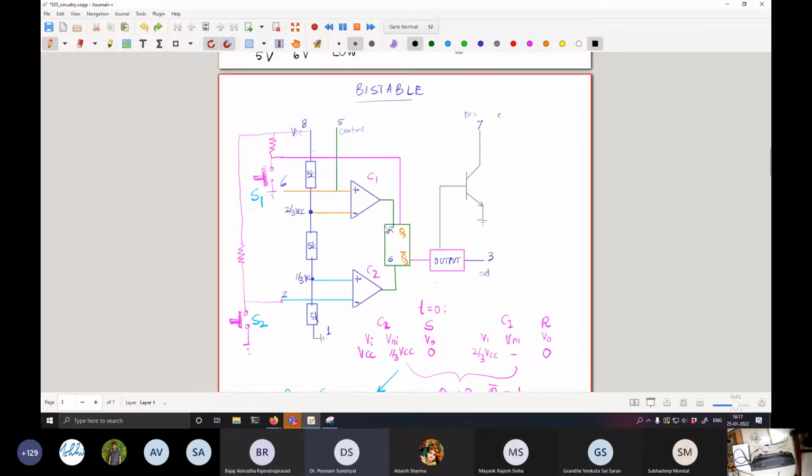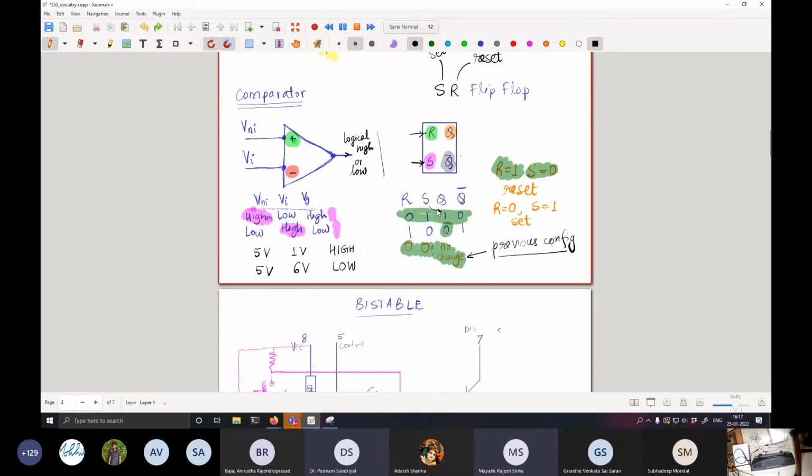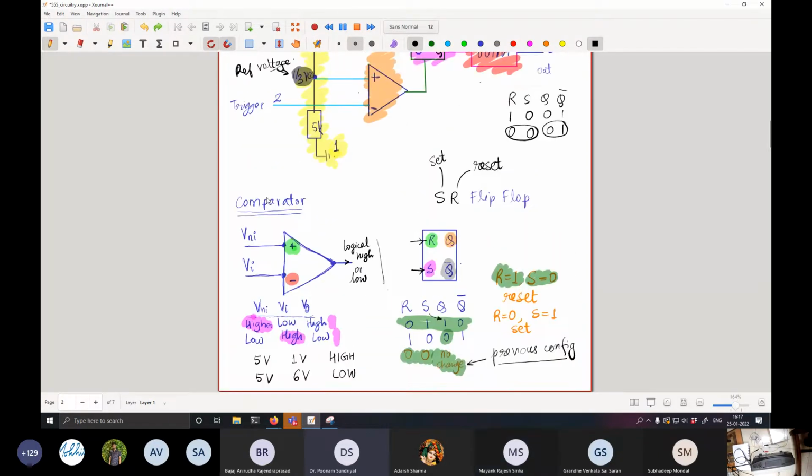So the higher and lower thing that you had told us, was it there for the comparators or for the SR flip-flop? The output of the comparator is also logical high or low. And the input of the SR flip-flop is the logical high or low. Okay, sir.